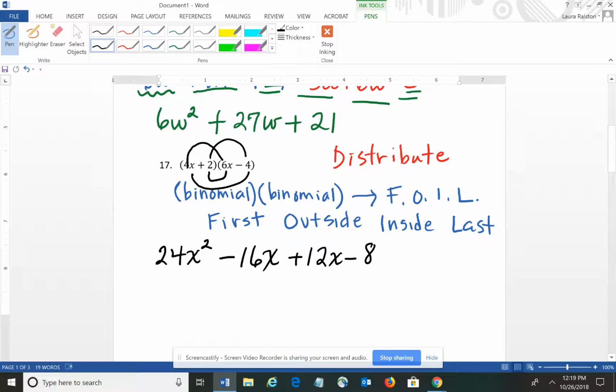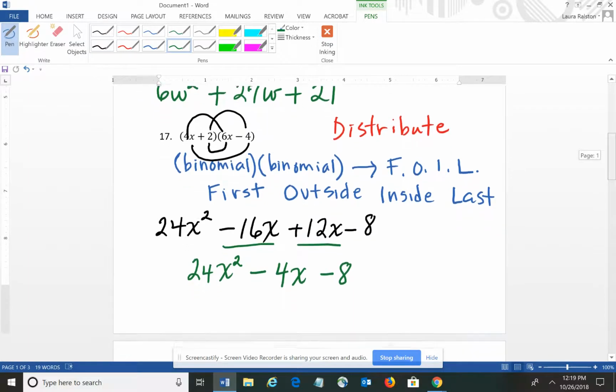And then finally, I'm going to come back and combine together the like terms that I have. So I have 24x². There's nothing to combine with it. But I have −16x plus 12x, which is −4x, and then the −8. So (4x + 2) multiplied times (6x − 4) gives me 24x² − 4x − 8.